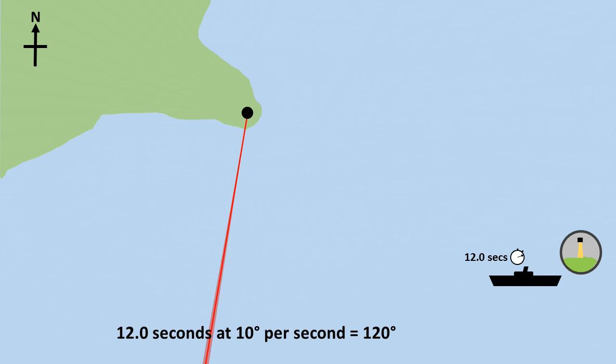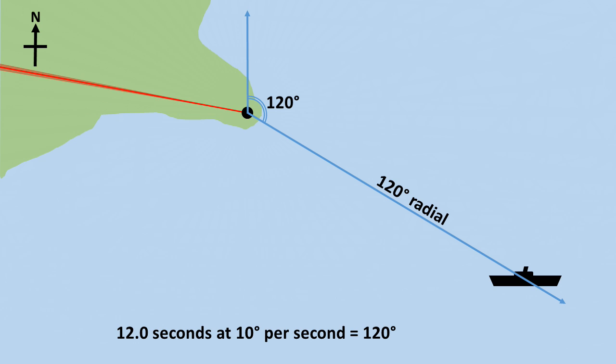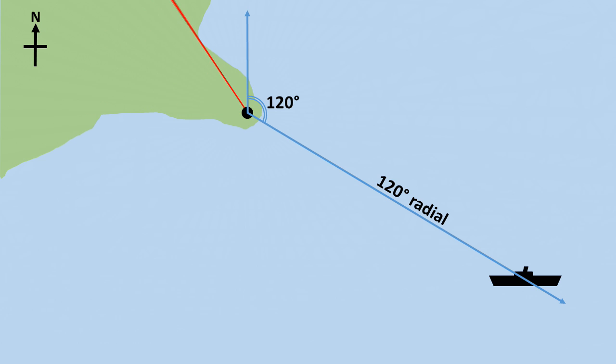In this case, the stopwatch reads 12 seconds. We know the light beam is moving at 10 degrees per second, so to the ship it's 12 times 10, that's 120 degrees from due north. We say that the ship is on the 120 degree radial bearing from the lighthouse.